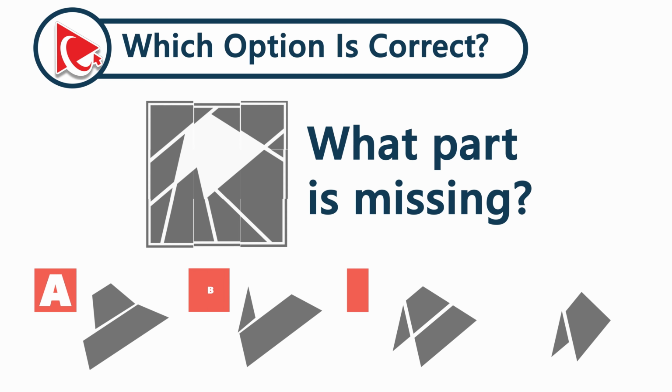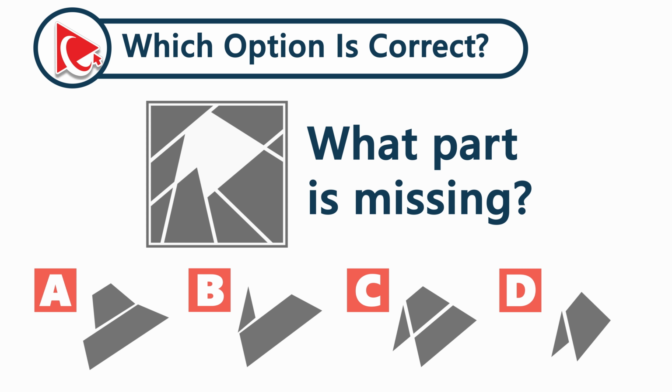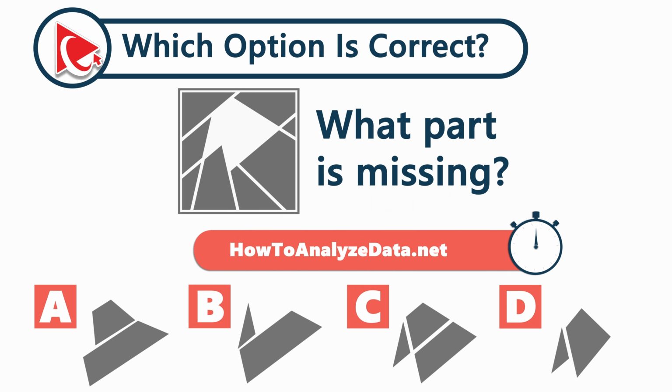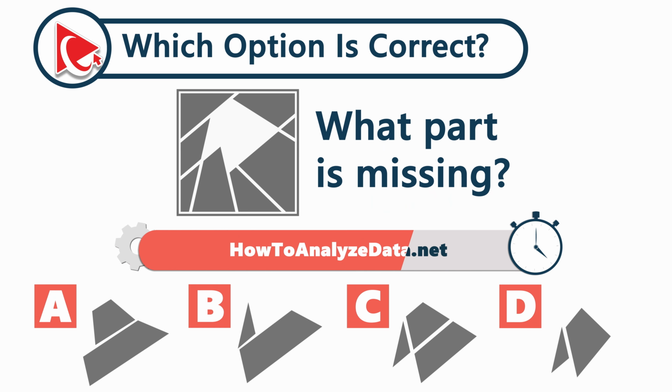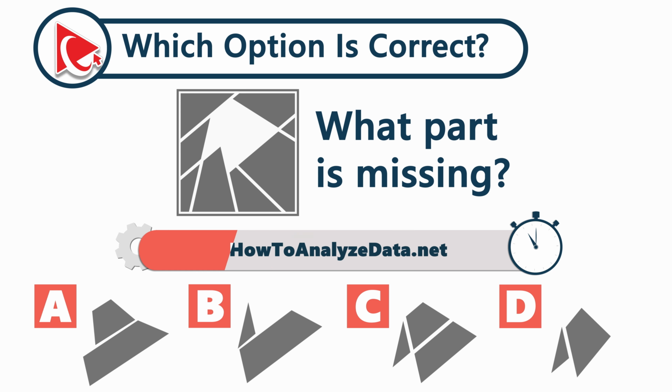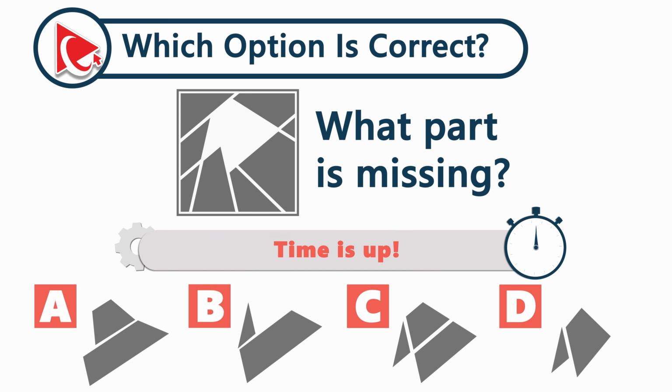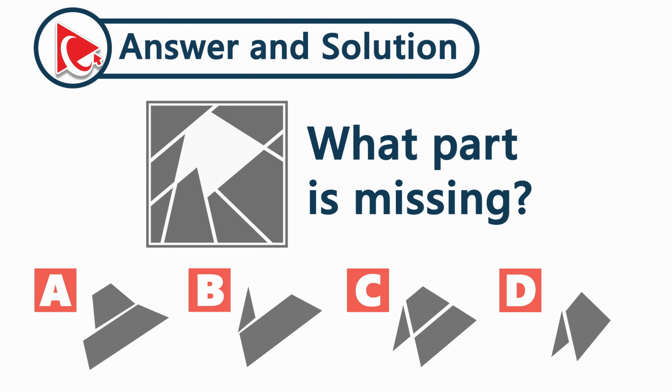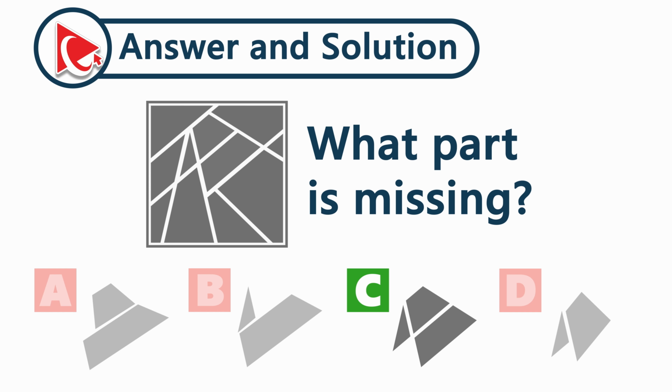You're given an abstract square design with 1 section removed. Your goal? Figure out which one of the 4 options completes the image perfectly. Here's how we're gonna solve it. Examine the shapes closely. Which option matches the angles, lines, and positioning of the missing part? If you have selected option C, you're absolutely right. It's the only shape where every angle and line matches perfectly.